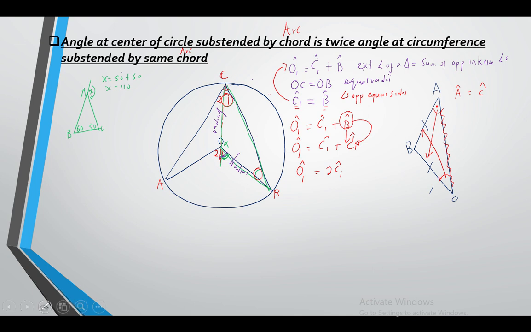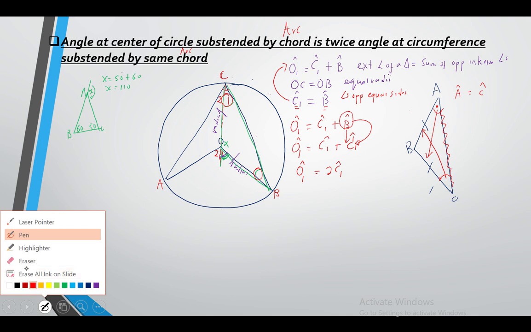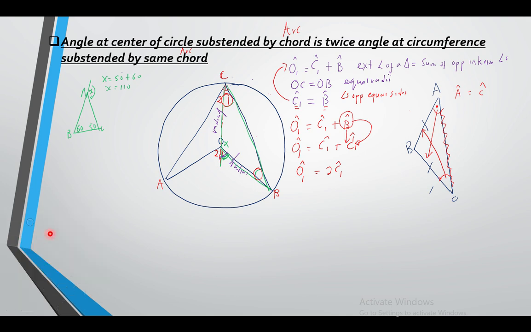It's very important now to go back to our diagram and see which angle we are talking about. This is the angle O1, the exterior angle of the triangle actually. We are saying this O1 is twice the C1.